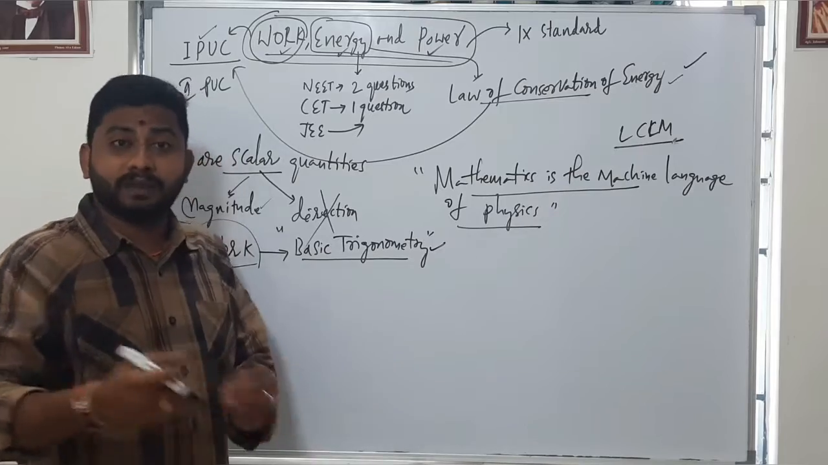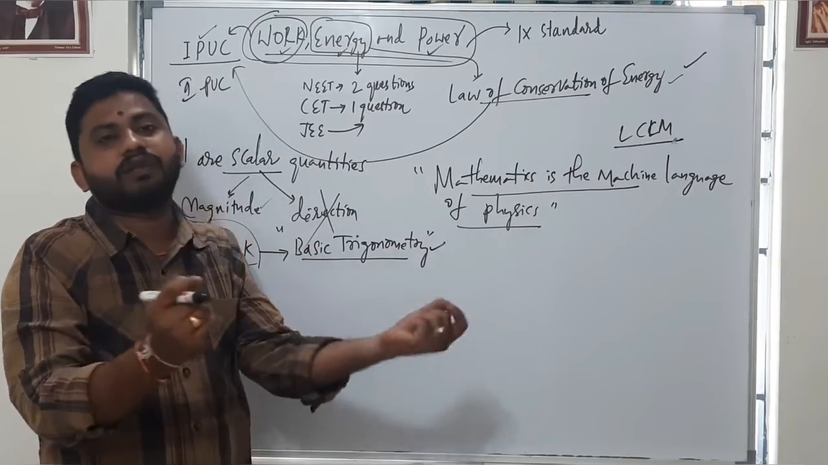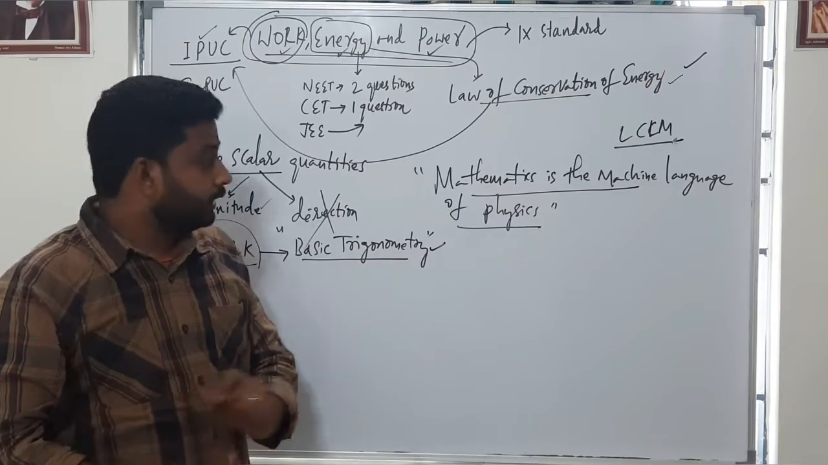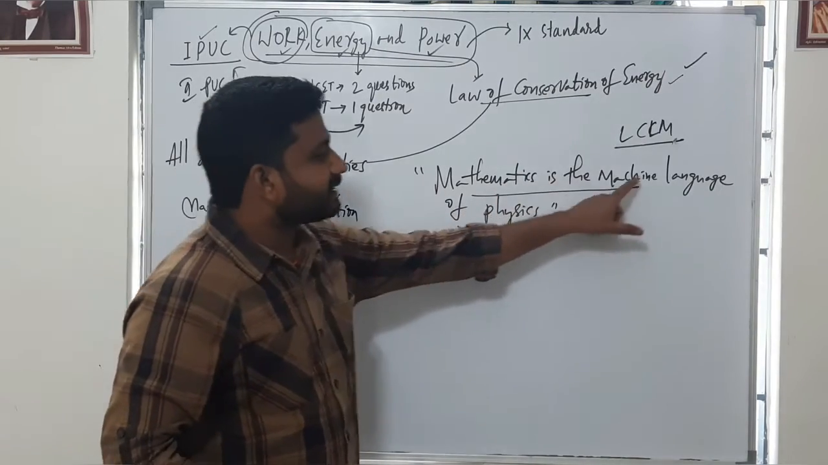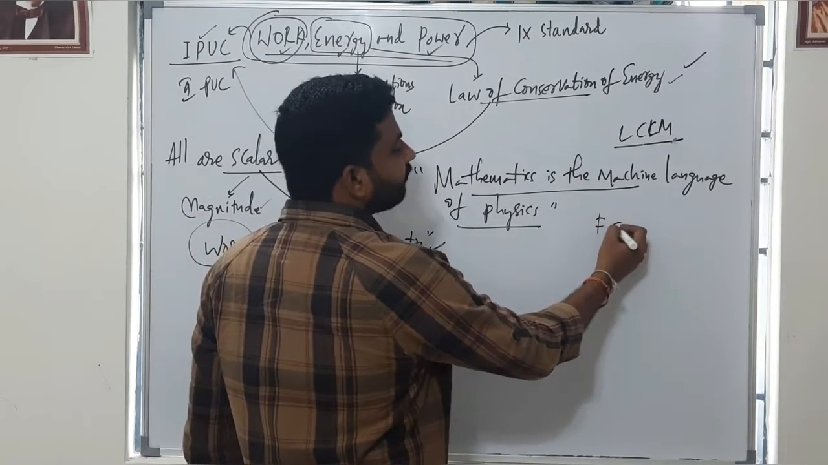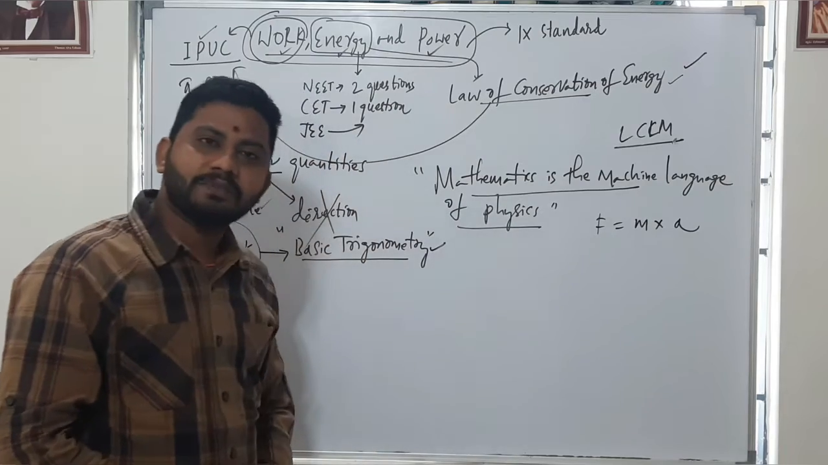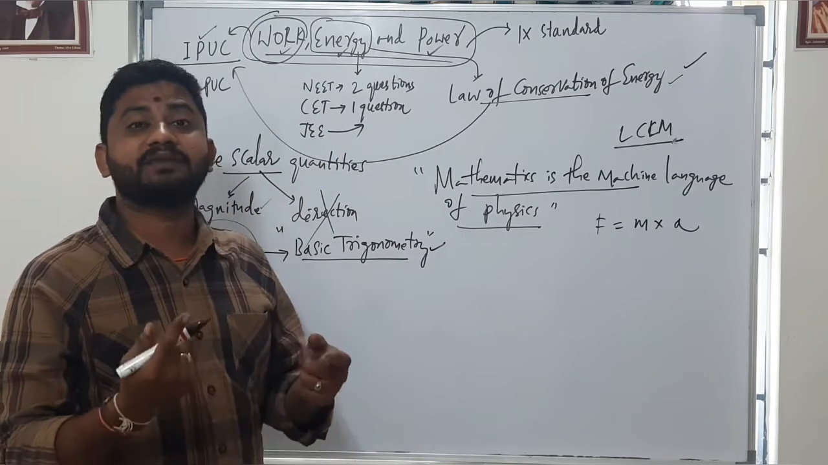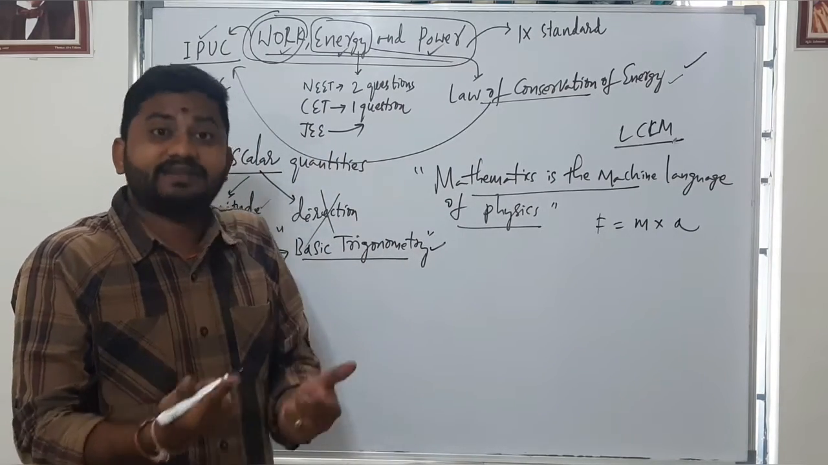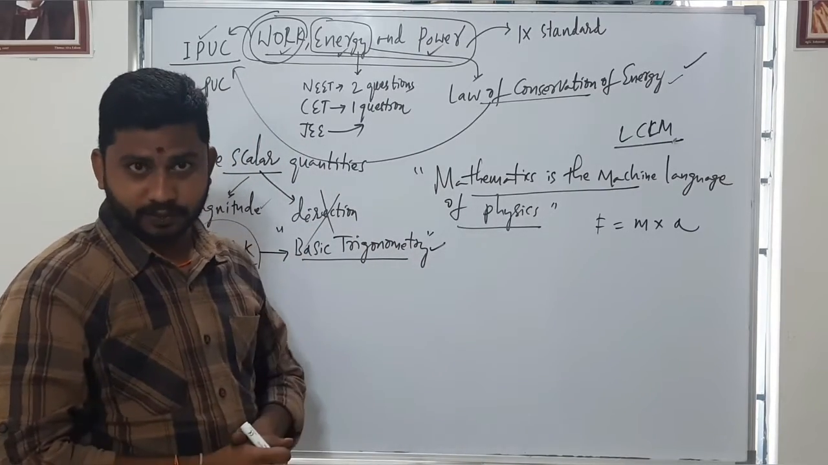Trigonometry belongs to mathematics, right? So that's the reason I just wanted to tell you the relation between physics and mathematics. Mathematics is the machine language of physics. For example, if I write F is equal to MA, there are some mathematical symbols and physical quantities involved in this expression.